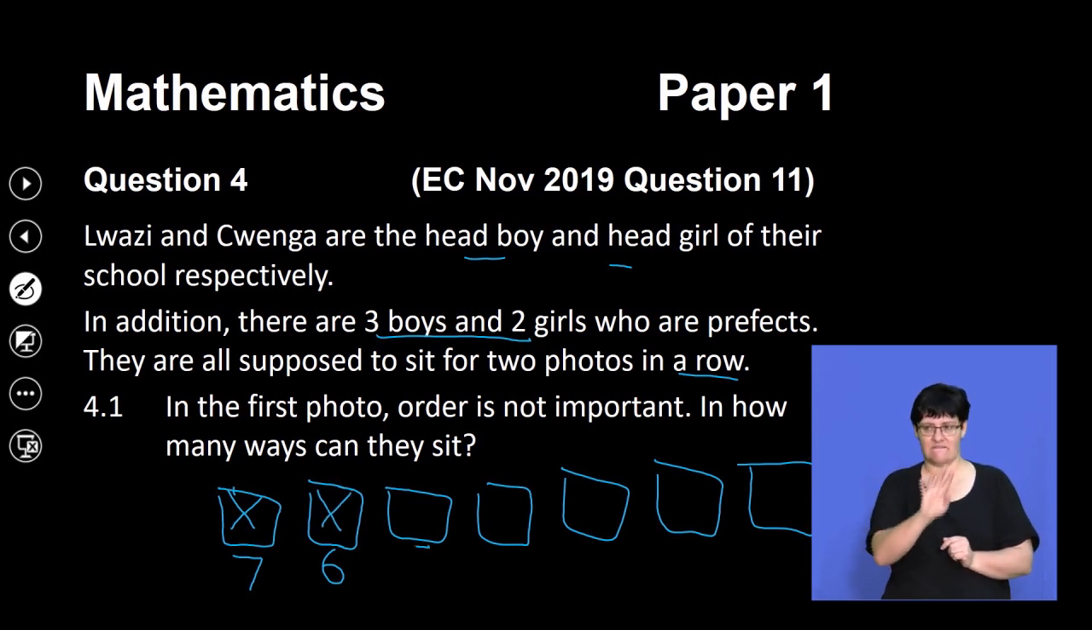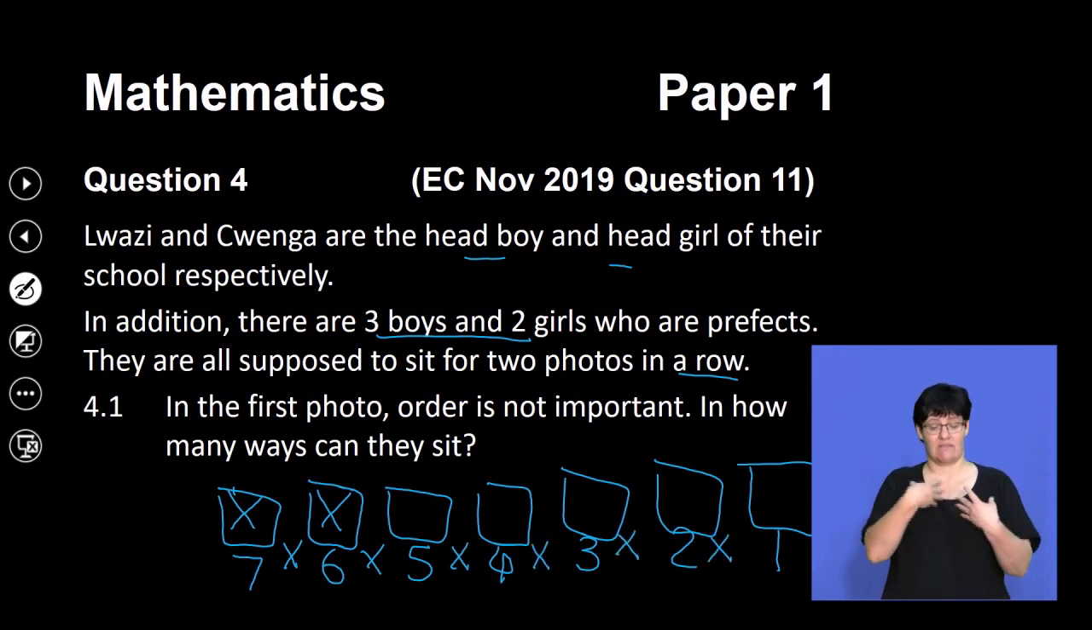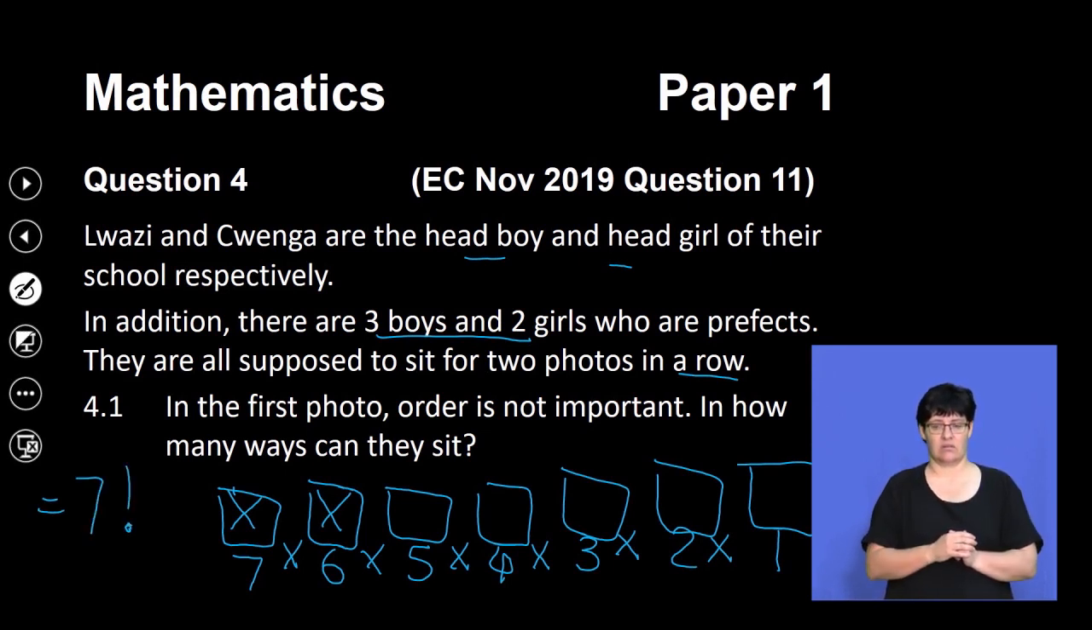Okay, and so each seat will have fewer ways to be filled. Once they've already got a student on them, we go lower and lower until we get to the last seat, and there's only one person left, so there's only one way in which that seat can be filled. So we're going to multiply all of those together, and hopefully you know that that gives you 7 factorial. So 7 times 6 times 5 times 4 times 3 times 2 times 1 is equal to 7 factorial.